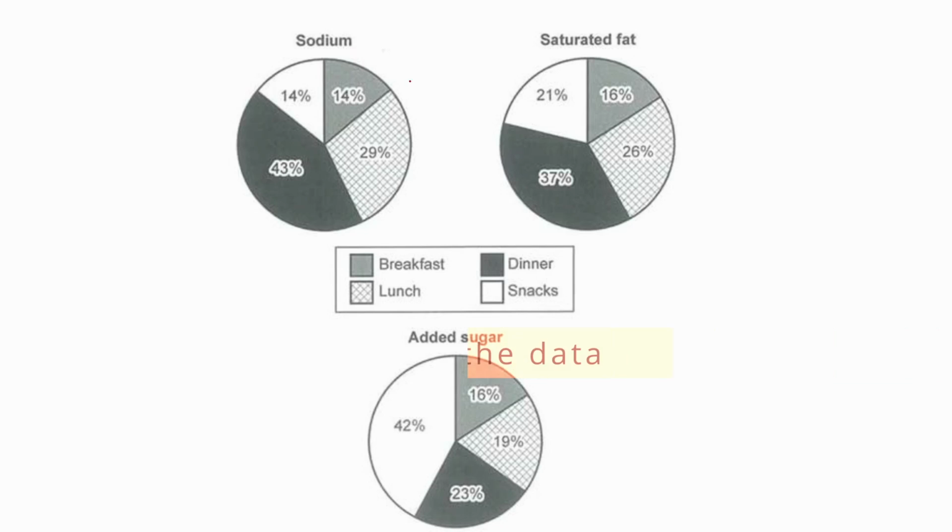Here we've got 3 pie charts. The first one shows sodium, the second one saturated fat, and the last one added sugar. And we have those typical meals in that box: breakfast, lunch, dinner, and snacks. So we start with sodium, and we start from the highest to the lowest. In this one, we start with dinner, 43%. Then the second one, lunch, 29%. And we can group breakfast and snacks.